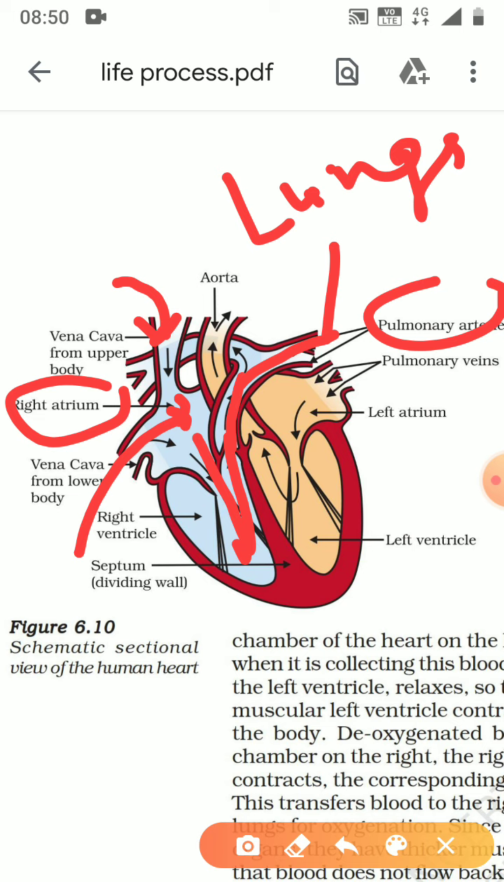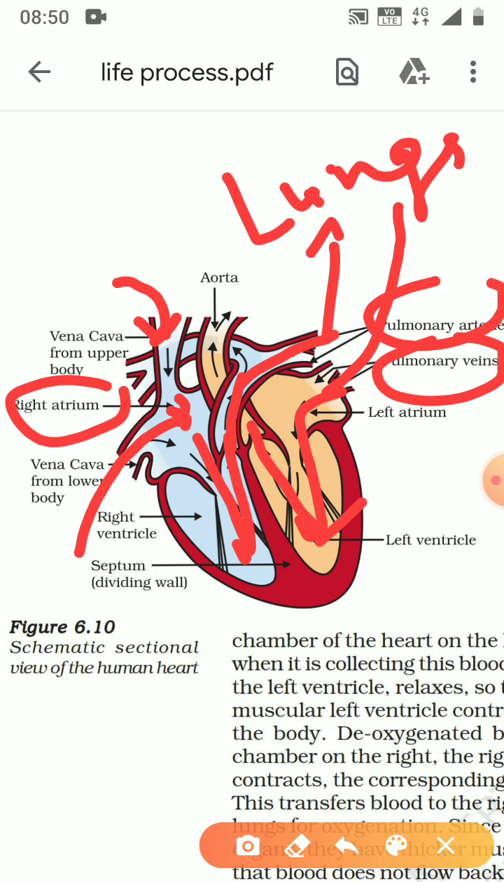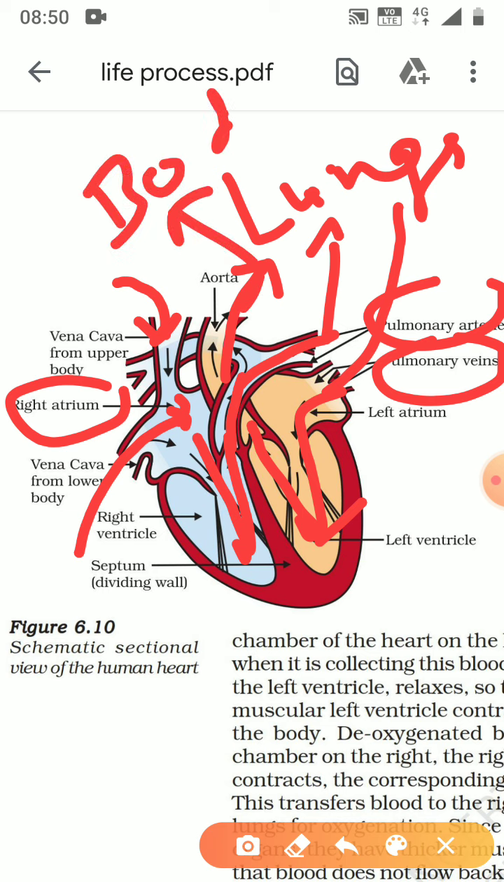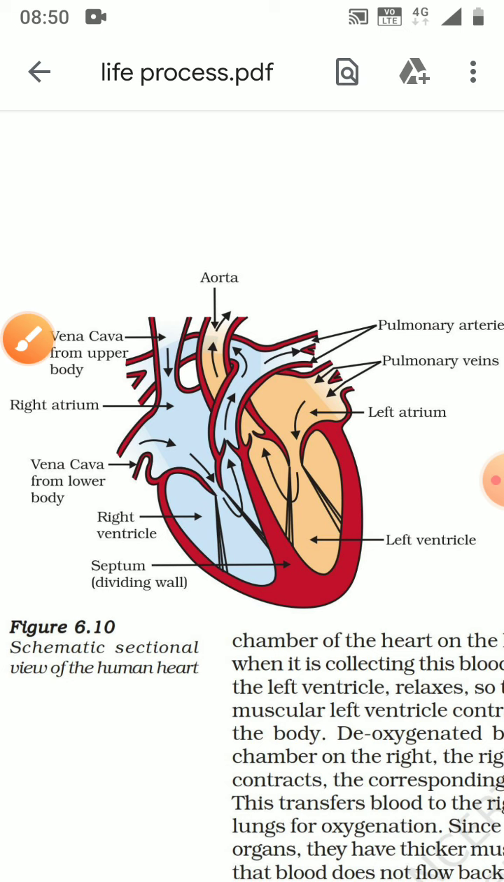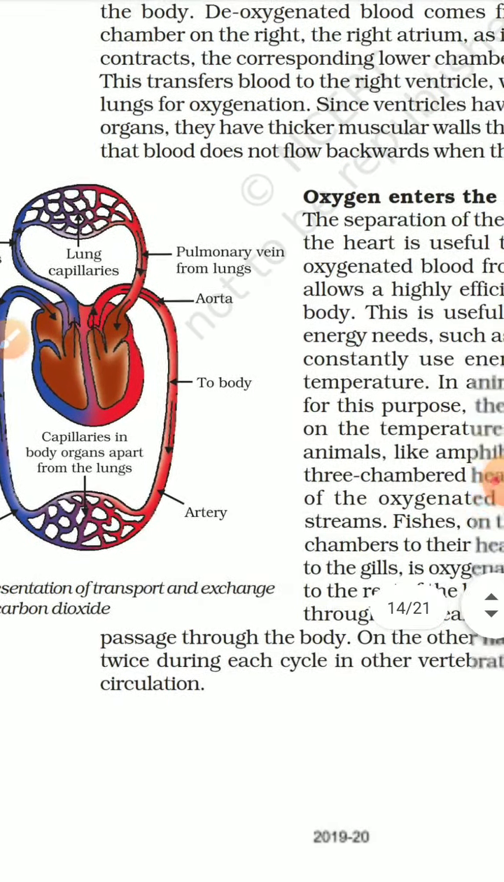then through the lungs back to this left atrium, that is the pulmonary vein, left atrium to left ventricle, and left ventricle through this aorta to various parts of the body. So this is the setup of circulation of the blood. Okay, so I think you have understood the process of circulation.